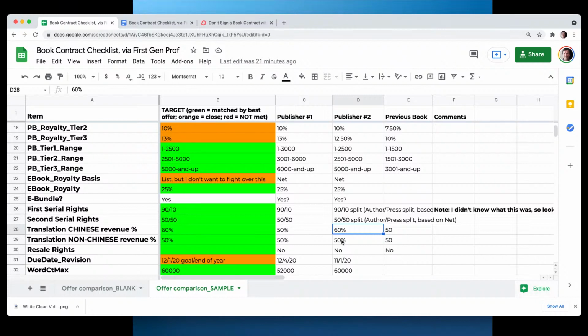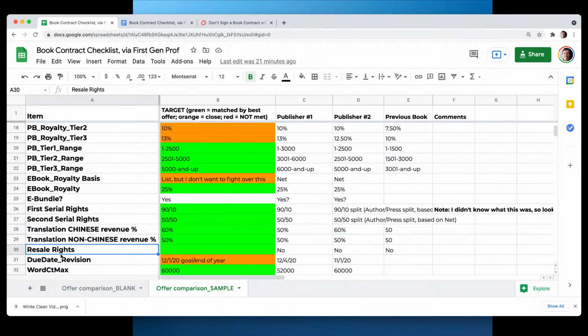The logic being that for that language market, I am going to be putting in more legwork than for the German market. I don't speak German, so that's on you, but for Chinese, I'm going to be doing some of the legwork to getting the word out about this book. So therefore, I deserve more money for my labor. And in that case, one of the publishers said yes.